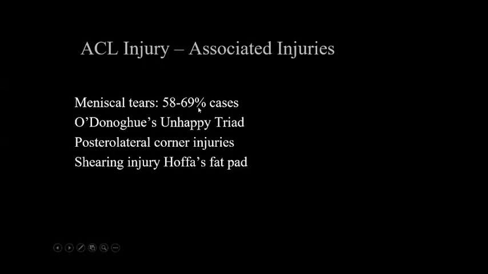So when there is ACL tear, you should always look for other pathology. For example, meniscal tears coexist with ACL tear in about 60 to 70% of the cases. The O'Donoghue's unhappy triad includes ACL tear, MCL tear, and meniscal tear. Also a posterolateral corner injury, we'll look at that in a minute, and the shear injury or the shear tear of the Hoffa's fat pad. All these are associated injuries that can be seen in patients with ACL tears.